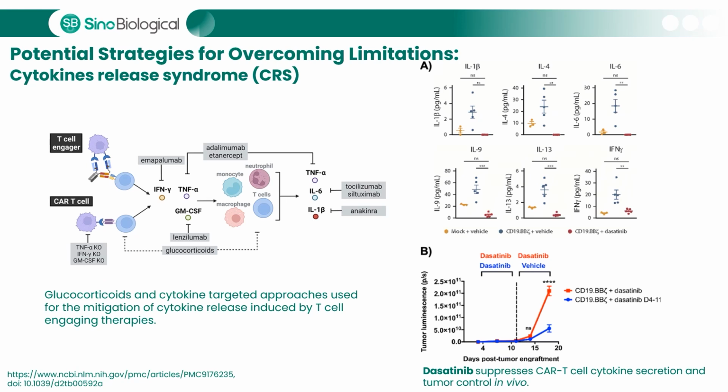Dasatinib is an FDA-approved tyrosine kinase inhibitor that has been investigated to inhibit the phosphorylation of immunoreceptor tyrosine-based activation motifs, eventually reversibly inhibiting the CAR-T cells to avoid CRS. According to figure A, the dasatinib treatment temporarily inhibits cytokine production. More importantly, upon the suspension of dasatinib administration in vivo, CAR-T cells effectively recover their functionality in tumor suppression.